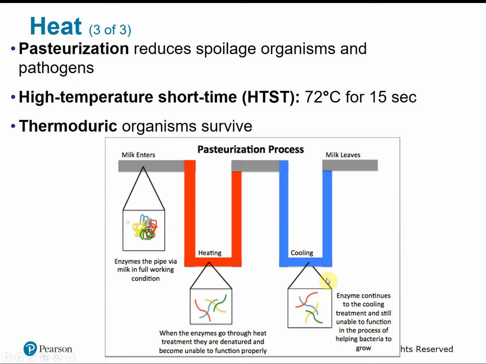a cooling phase. So then those enzymes are kind of frozen back in that denatured state, and ultimately unable to function. However, it doesn't kill all of the microbes in the product. Some organisms still survive. These thermoduric organisms are able to survive those high temperatures. This is why, even though a lot of food items are pasteurized, they don't have an indefinite shelf life. There's still some slow growing spoilage bacteria in those.